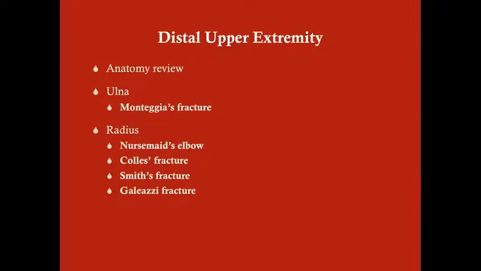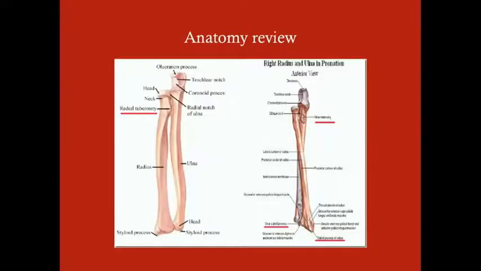So we're going to just do a quick anatomy review before we then talk about the fracture of the ulna, which is the Monteggia's fracture. And this is the most common fracture of the ulna, which occurs at the proximal one-third of the ulna. And then we'll talk about some various fractures of the radius, as well as a dislocation of the head of the radius, which is known as Nursemaid's elbow.